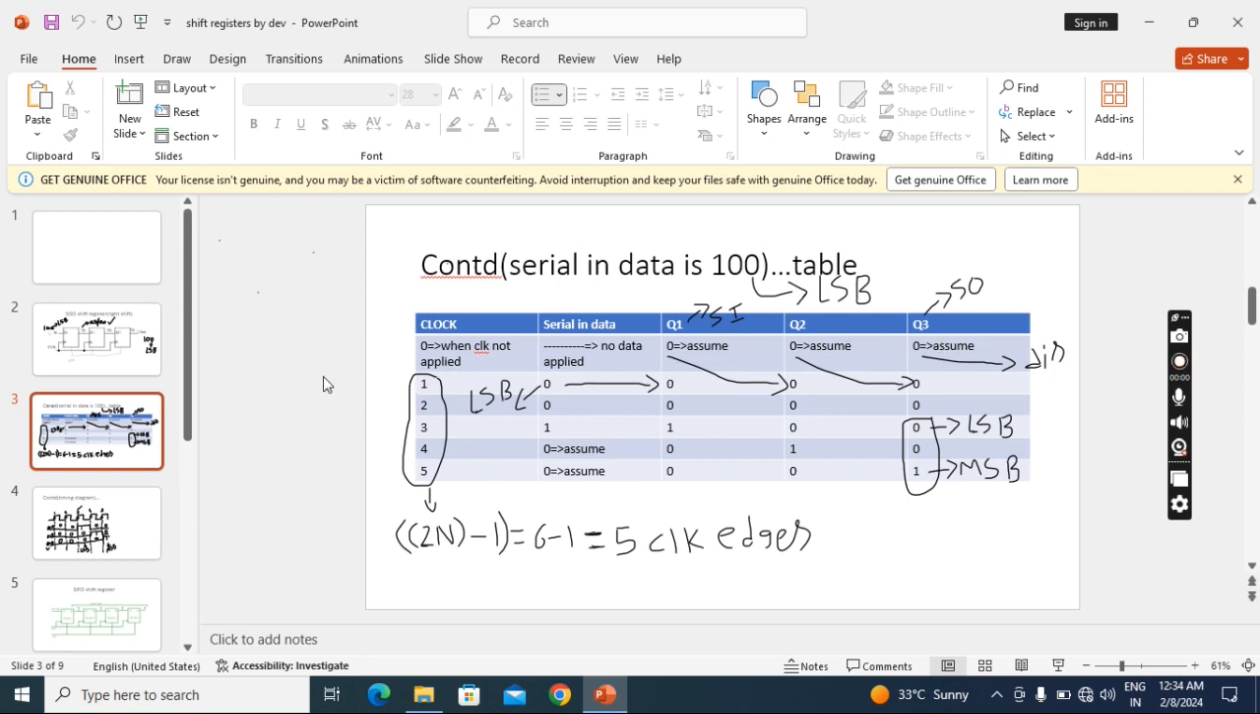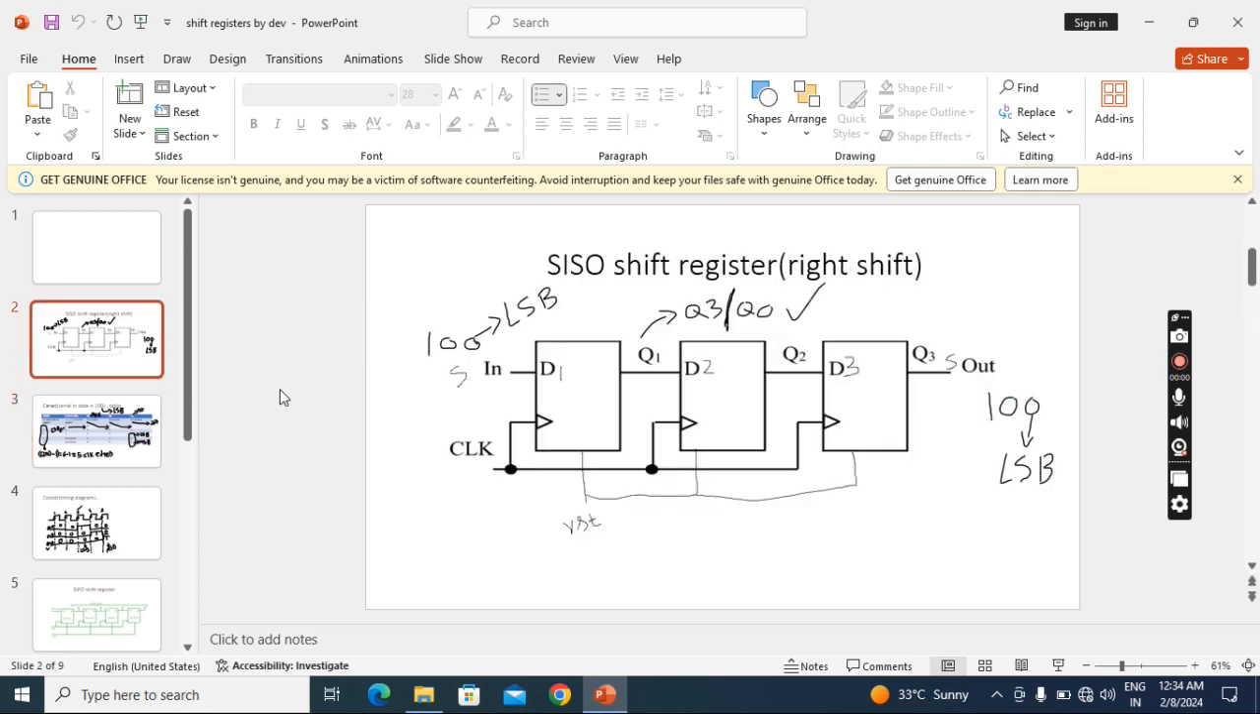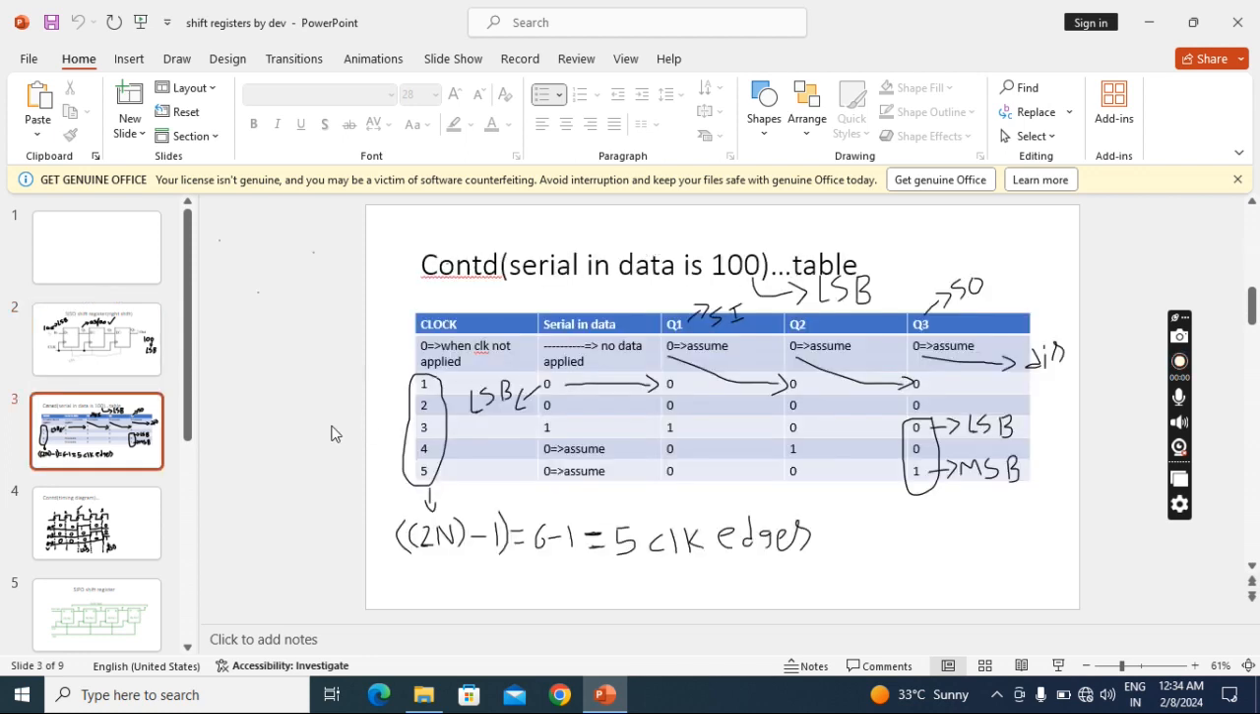Okay, now I will apply the first clock pulse. When I apply the first clock pulse, what will happen? This 0 will go to this flip-flop. This is the LSB that came, so that will go inside. This is the LSB that will go inside. So it came here.